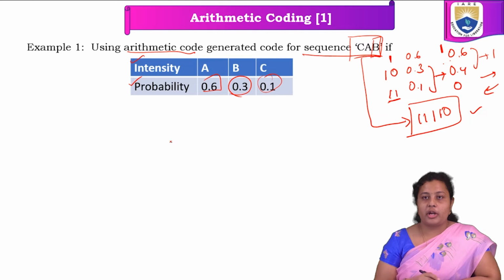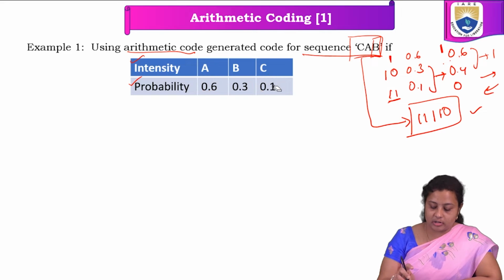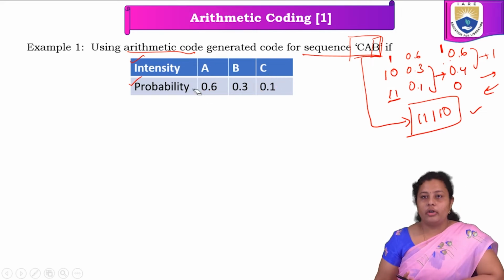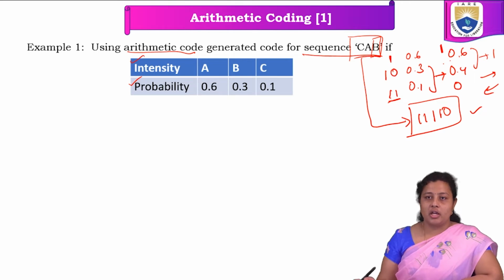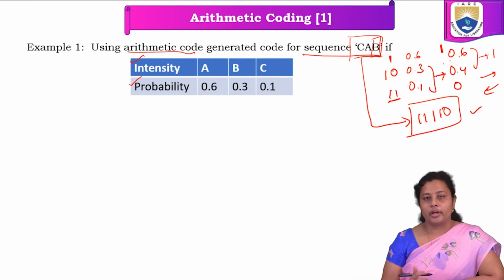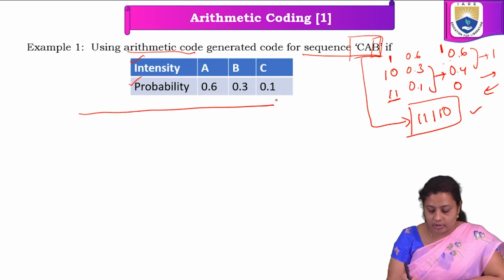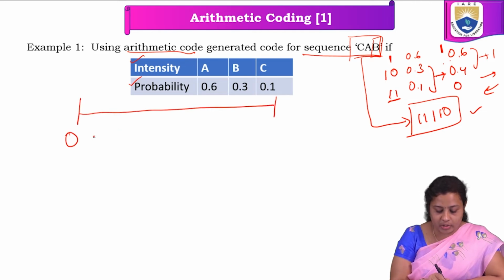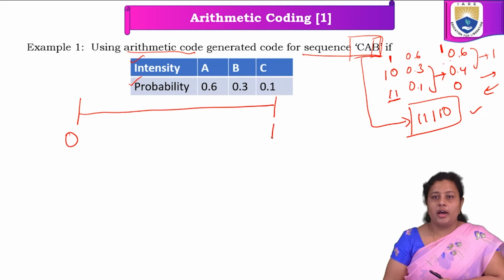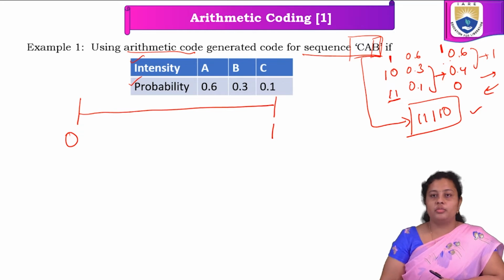Whereas when we come to arithmetic coding, the steps are different. So how are we doing it? Let me just erase this for a minute. The first step is that we are going to divide the range 0 to 1. So what is that range? We have the range 0 to 1. How many subgroups do I have to divide it into?